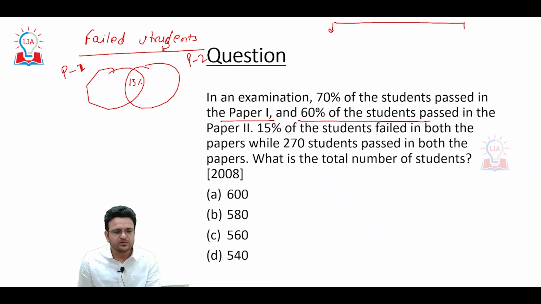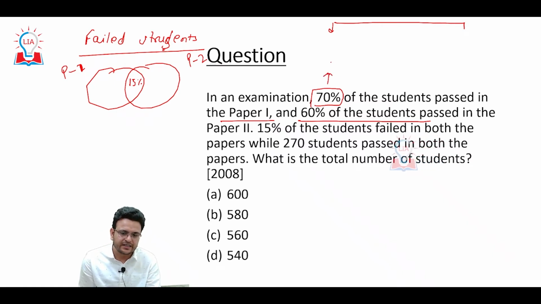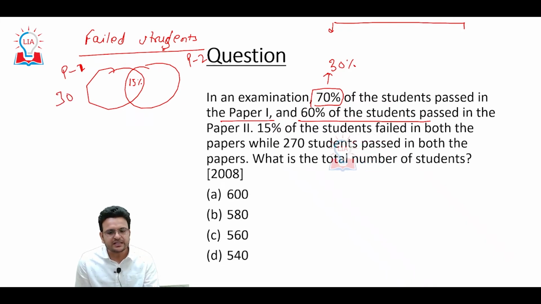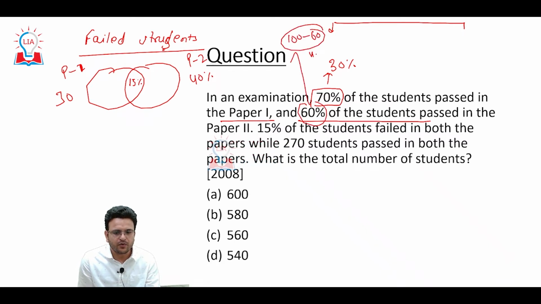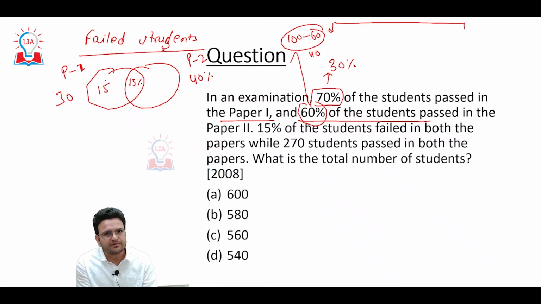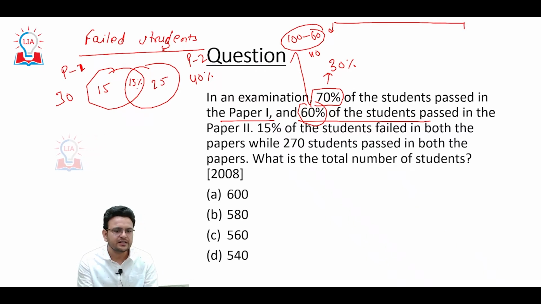Total students who have passed in paper 1 are 70%, so definitely 30% have failed in paper 1. Same way, 60% of students have passed in paper 2, so definitely 40% have failed in paper 2. 60 have passed, so 100 minus 60 is 40%. Here 30 minus 15, so 15 have failed in paper 1 only. 40 minus 15 is 25, so 25 have failed in paper 2 only.